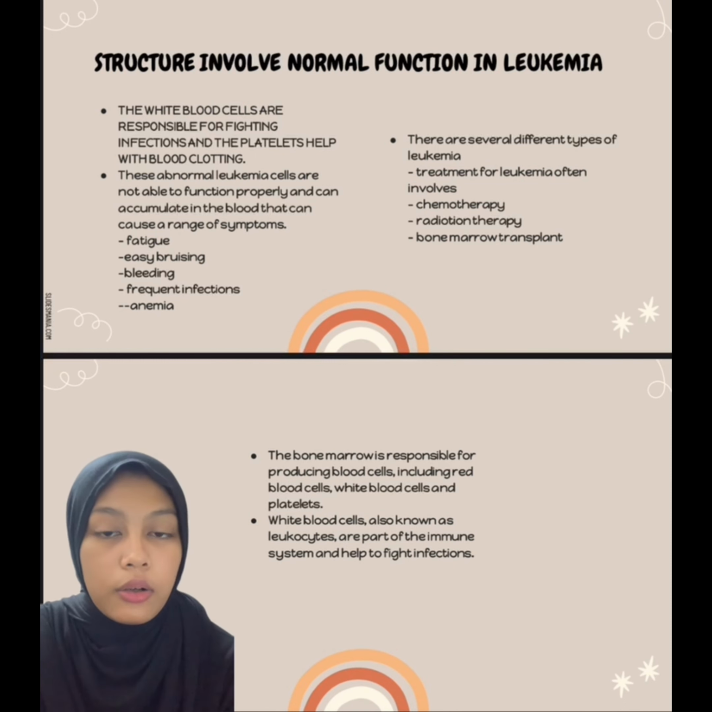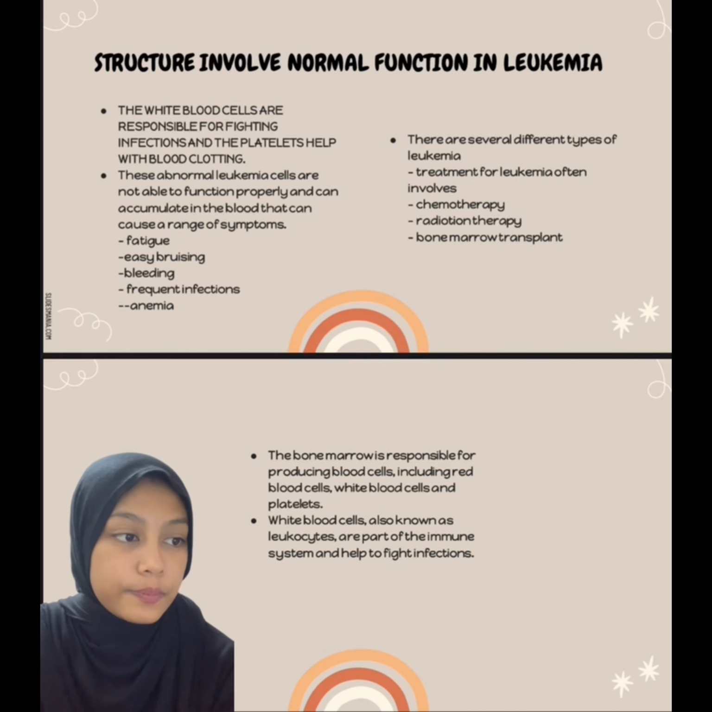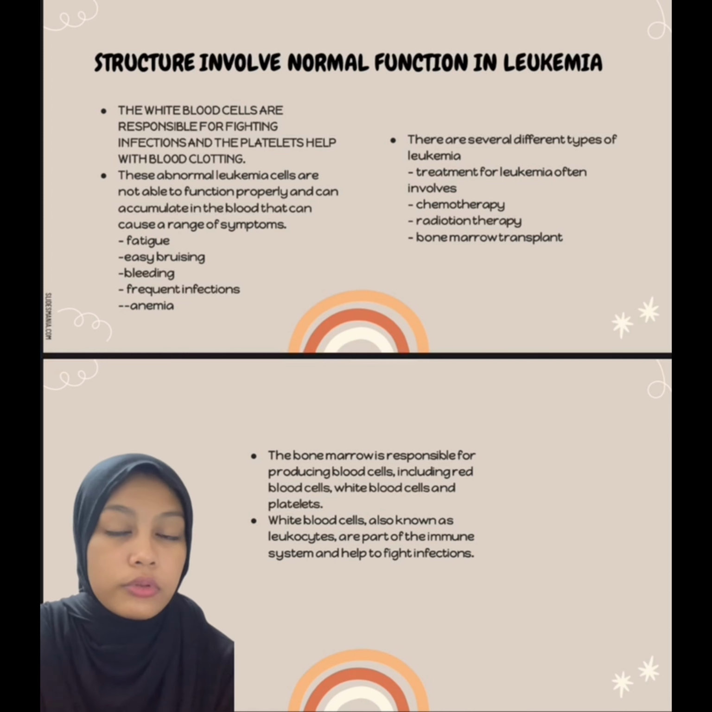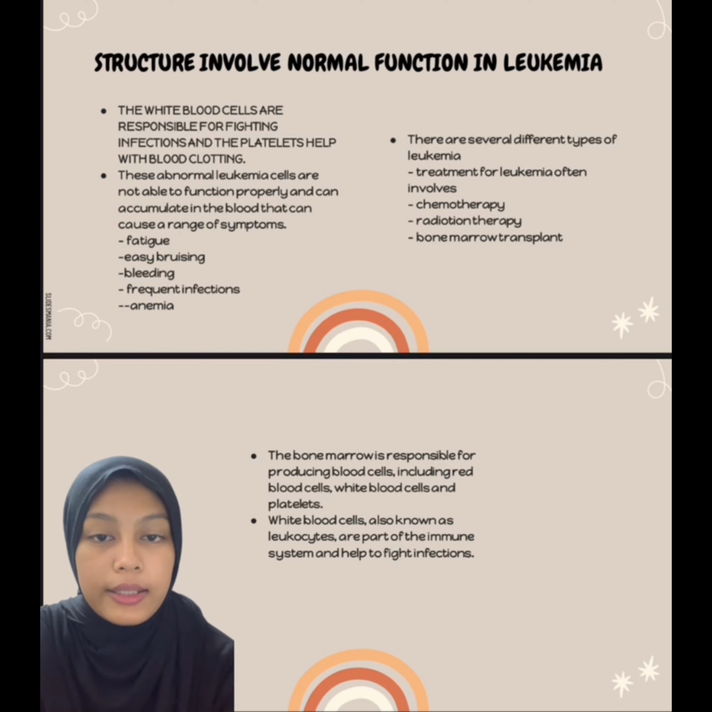Treatment for leukemia often involves chemotherapy, radiation therapy, and bone marrow transplant. This treatment can help to kill the leukemia cells and allow the bone marrow to produce normal blood cells again. Lastly, in a normal healthy individual, the bone marrow is responsible for producing blood cells, including red blood cells, white blood cells, and platelets.